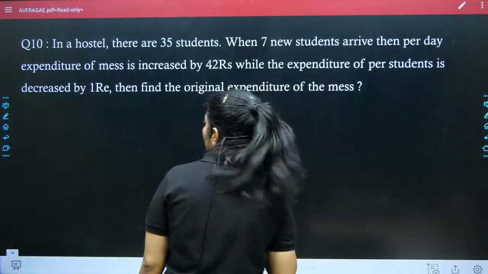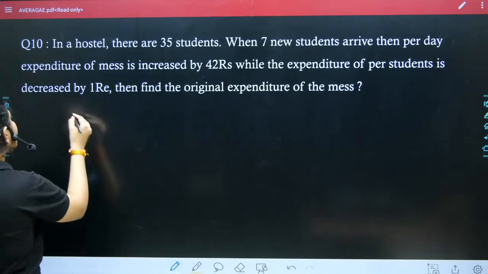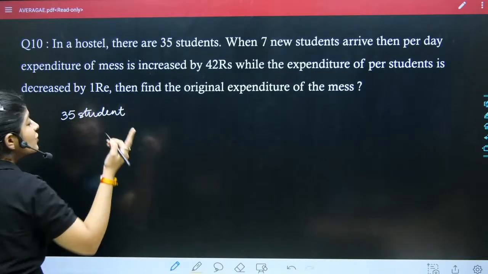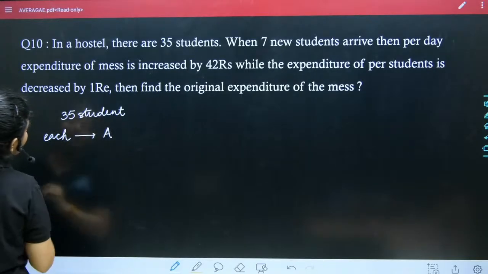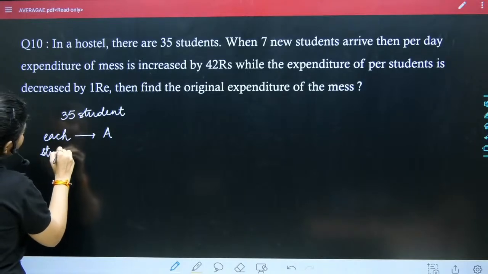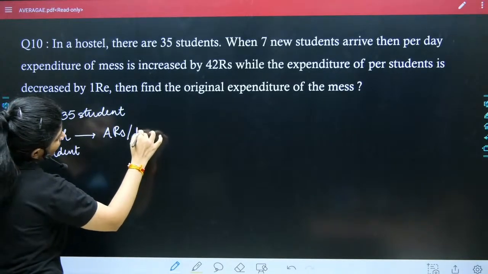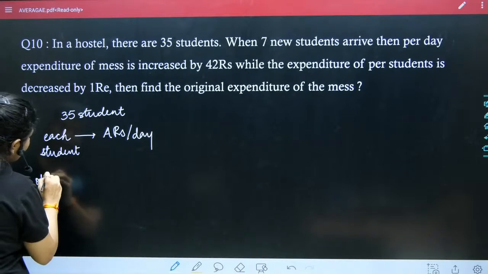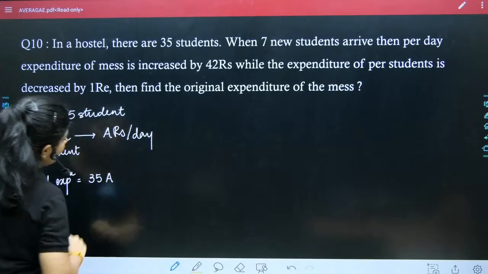So why don't we calculate it with the help of each student? If we have initially 35 students and the average expenditure of each student in a mess is A rupees per day, and there are 35 students, so we can say that the total old expenditure of mess is equal to 35 into A, right?